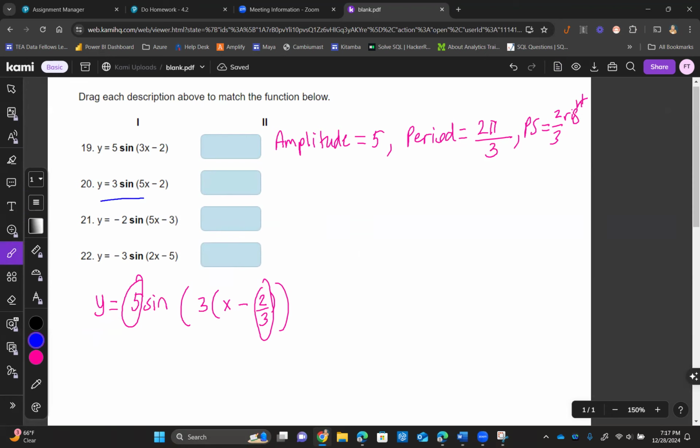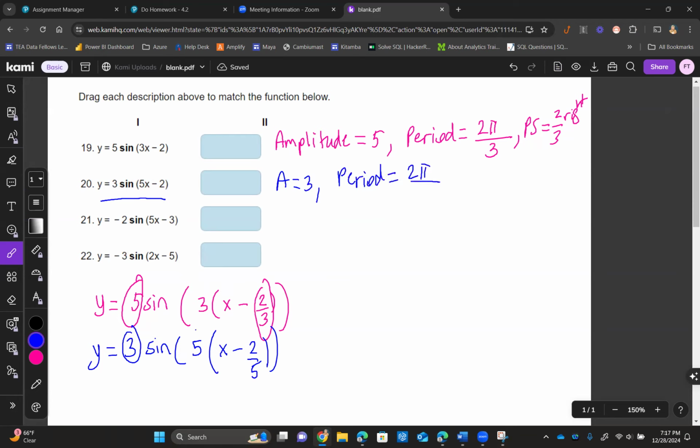Now, if you look at the next question, again, 3 will be copied, sine will be copied, and 5x minus 2, we're going to factor the 5 out, x, and then we're going to have a minus 2 over 5 here. 5 times x is 5x, 5 times 2 over 5 is just 2. Again, the amplitude is 3. Period is 2 pi divided by this number, which is 5. And then the phase shift is 2 over 5 to the right.